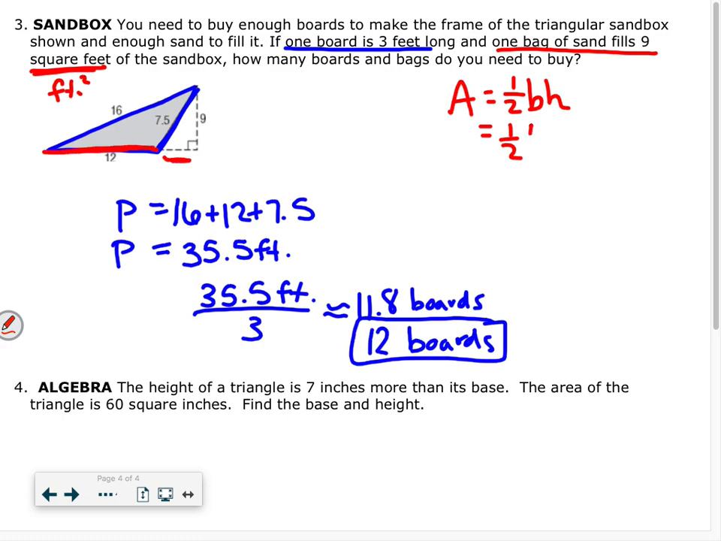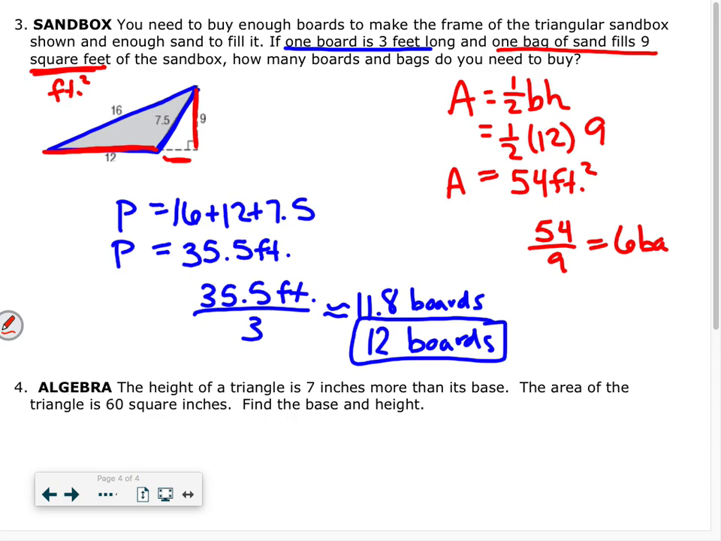So our base is 12. Our height is perpendicular, so we're using the 9 for the height. And when we multiply, we should get 54 feet squared for the area of the sandbox. Now, if 1 bag of sand fills 9 square feet, we need to take the 54 and divide it by 9, and that would give us 6 bags of sand that we're going to need.